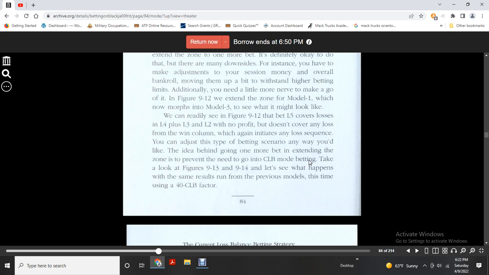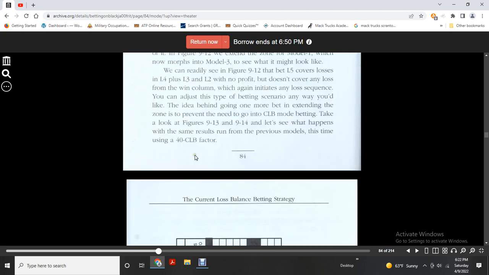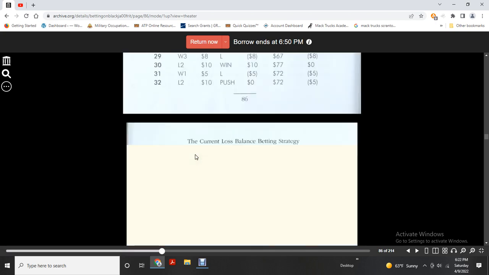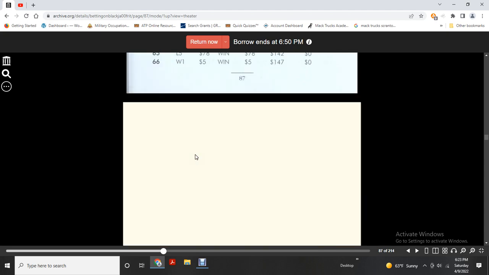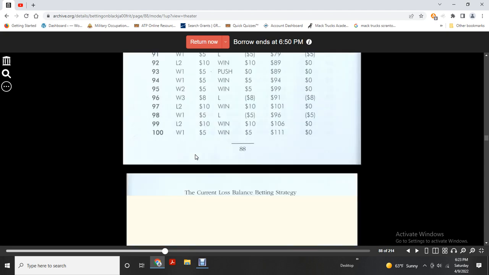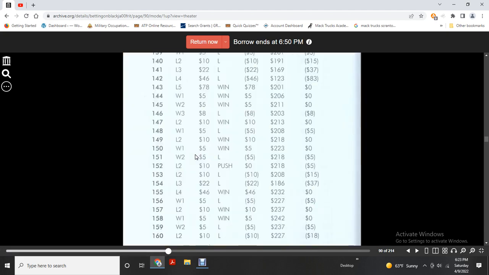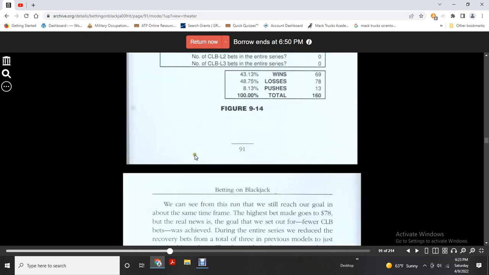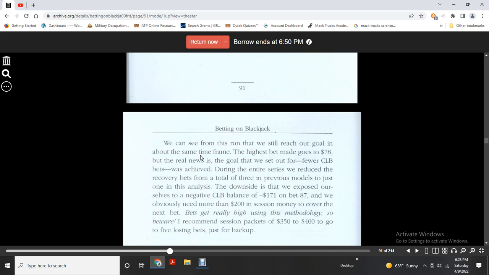Take a look at figures 913 and 914. We'll see what happens with the same result of the run of the previous model, but this time using the 40 clearance level of betting factor. Here is the table and your random runs for 160 hands. Session statistics: we can see from the run that we still reach over the goal at about the same time.